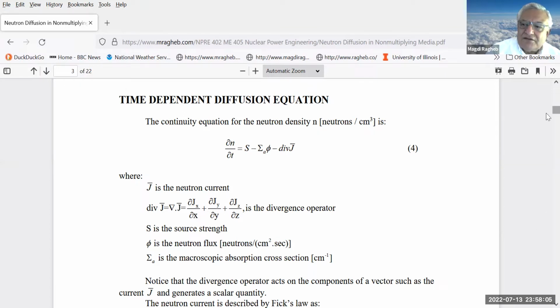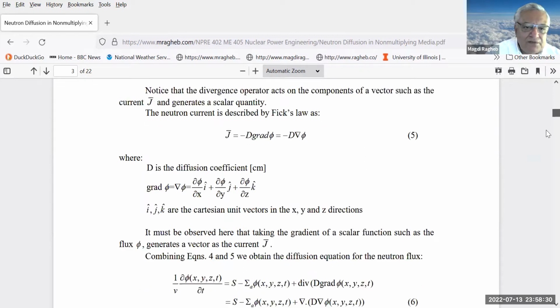So let us look at the equation for non-multiplying media and try to find exact analytical solutions for problems first in non-multiplying media and then in multiplying media. You'll find that when we solve the diffusion equation in non-multiplying media, the method of the solution will help us in dealing with multiplying media.